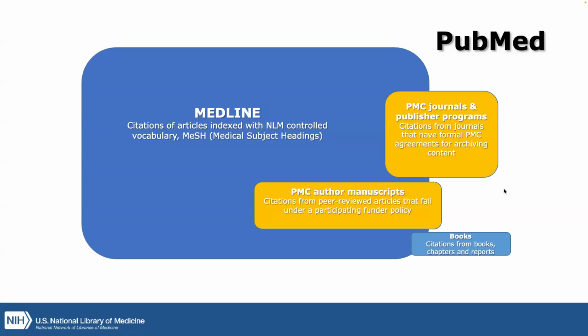And also PubMed includes books. So there are citations to ebooks, book chapters, and reports in PubMed as well. And you can use the filters that we'll get to in a few slides if you want to limit your search and only show certain types of articles. But just be aware that if you just do a general search in PubMed, you're getting all these different things in your results.